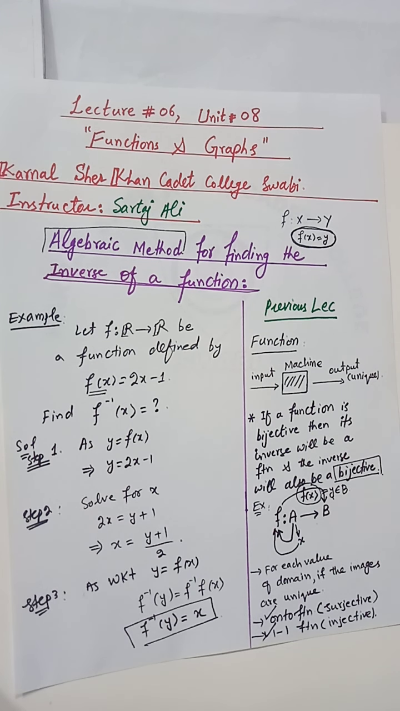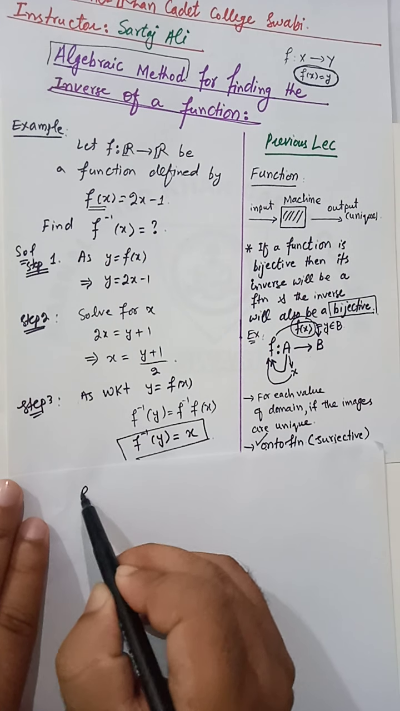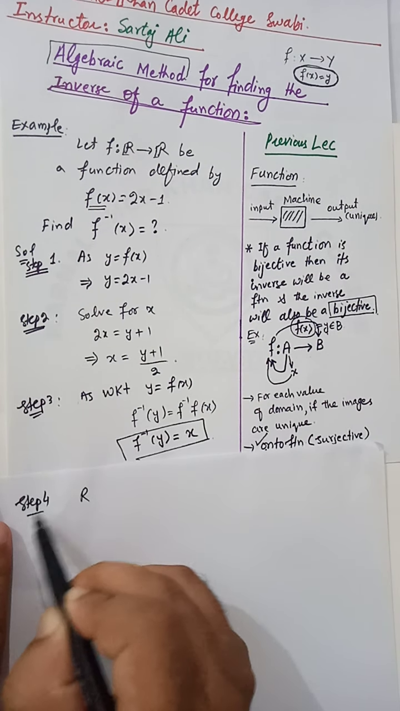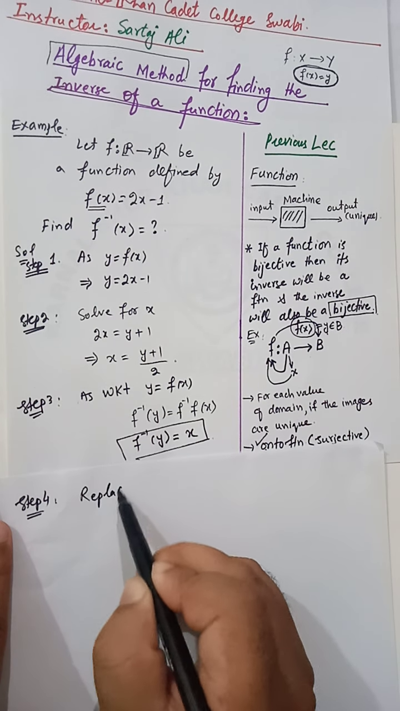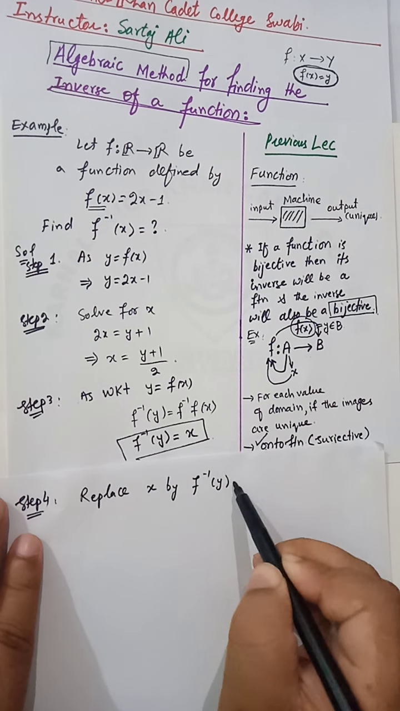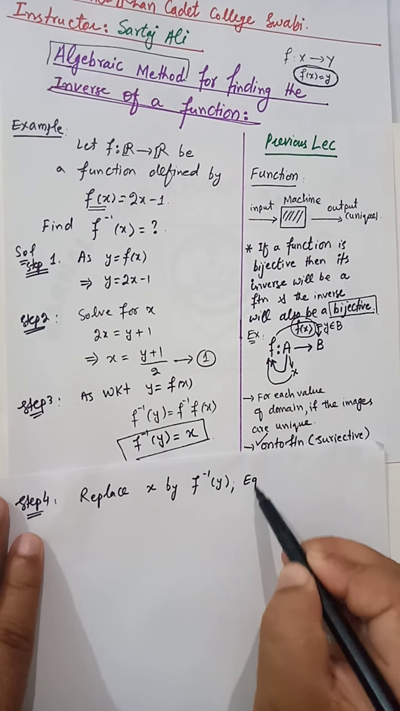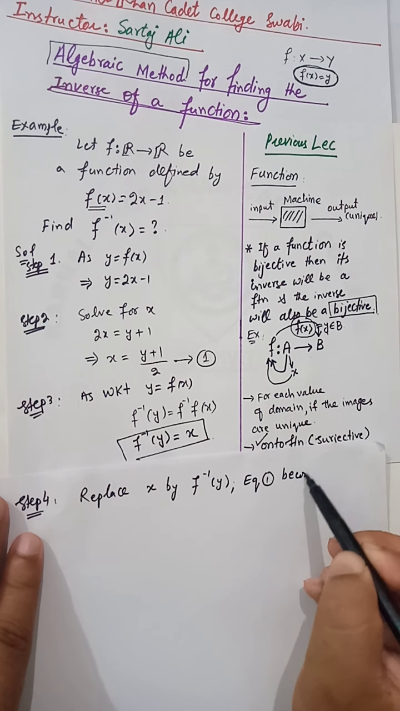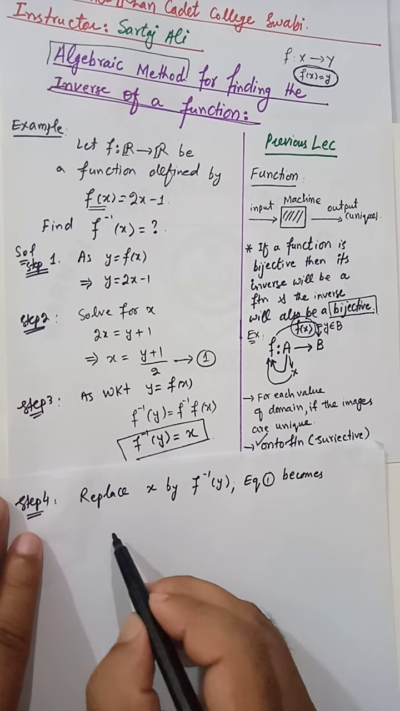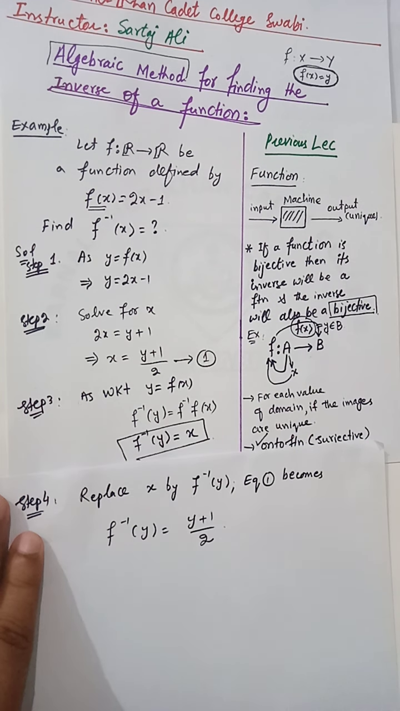Now you need to replace the x by f inverse of y. This is your step number 4. Replace x by f inverse of y. So let's say this is equation 1. Equation 1 becomes f inverse of y is equal to y plus 1 divided by 2.